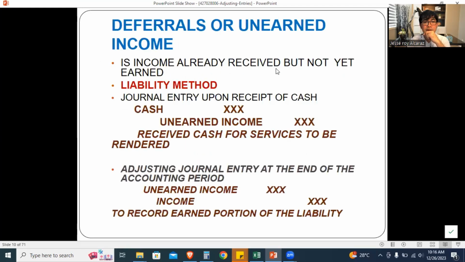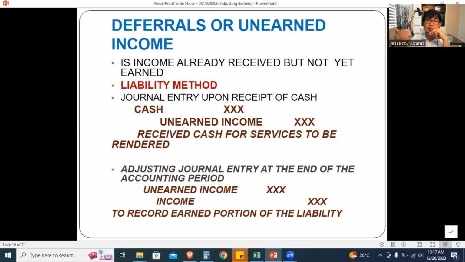Okay, let's now go to deferrals or unearned income. Kung ganina sa prepayments, kita na business, nag-advance ta og bayad sa ato ang mga suppliers. Suppliers sa rent, suppliers sa supplies, suppliers sa insurance. So there is that recording of the asset for future expenses. This time, baliktad siya.